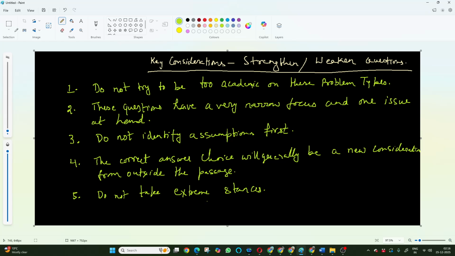Okay, so if you imbibe these five points that I discussed, you will be able to nail every single strengthen and weaken question on the GMAT every single time. Of course, there are a bunch of other things that you need to do with the argument itself, with the passage itself, the way you interpret it, the way you think about it, the way you personalize it. All of those are important as well, but these five are the guiding force for you when it comes to strengthen and weaken questions.